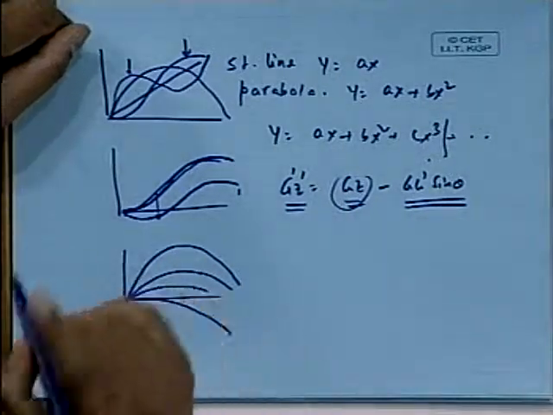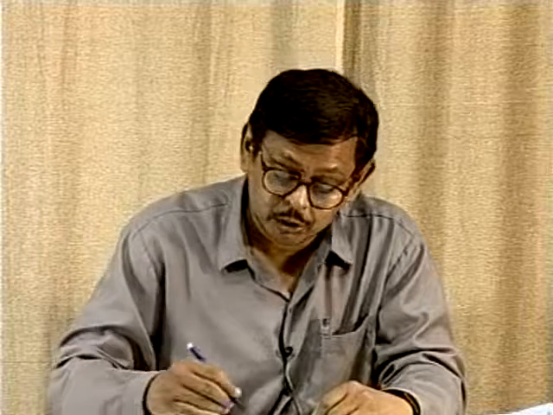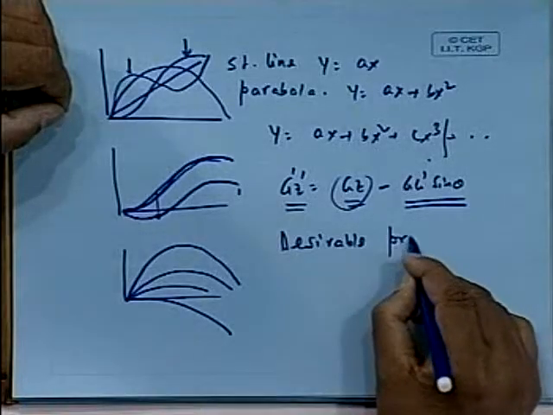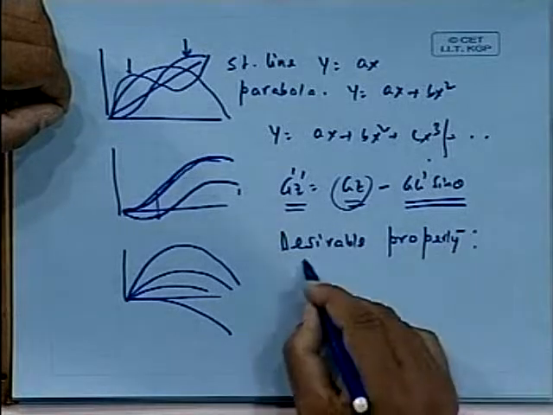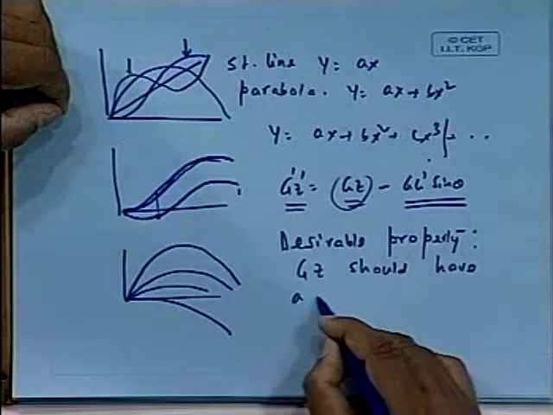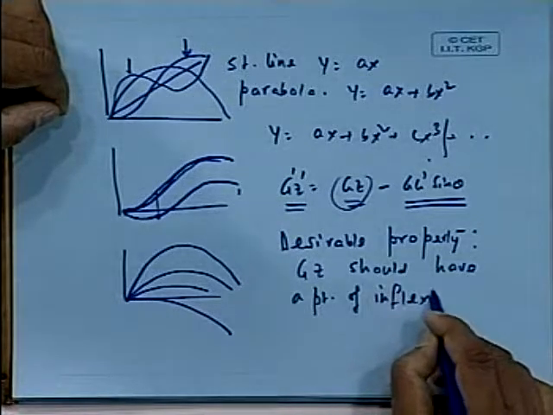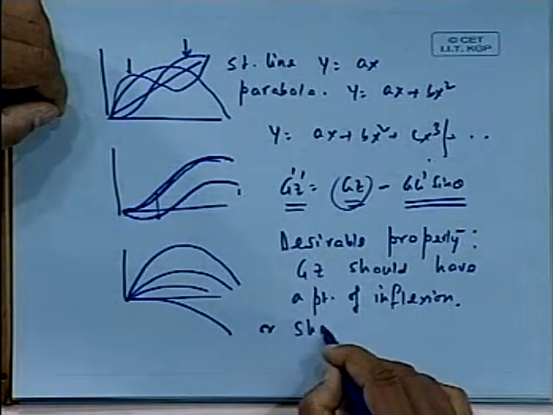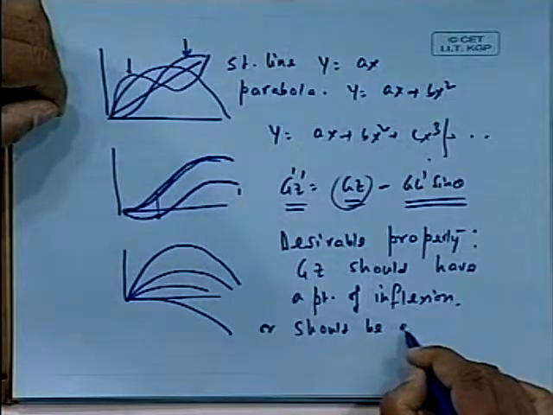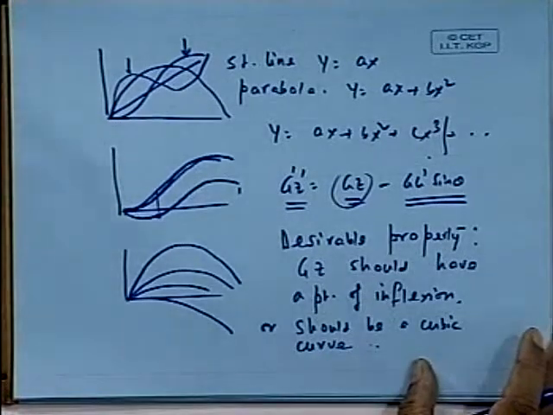So one of the characteristics that you want for a ship is that the GZ curve should have a point of inflection, a desirable property. Or we can say it should be at least a cubic curve. This is the mathematics part of it, but most of us don't realize.